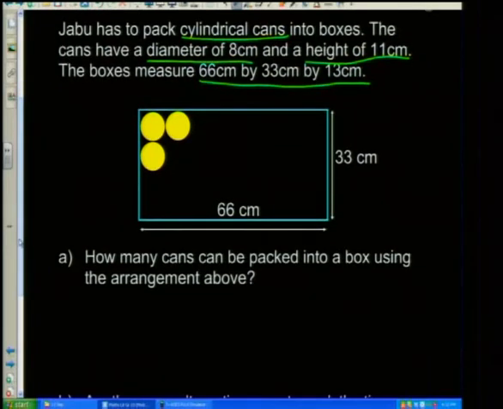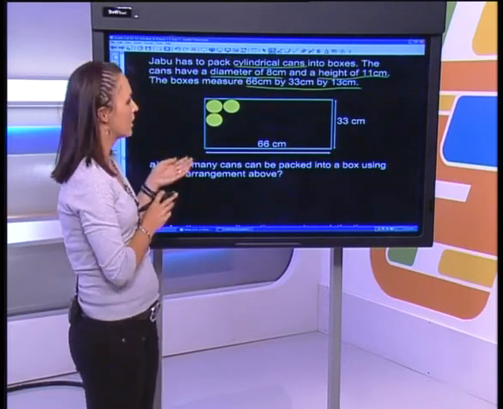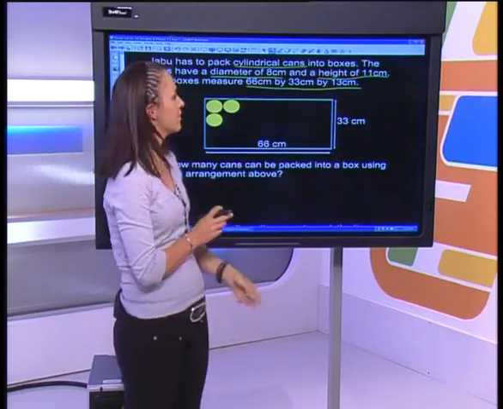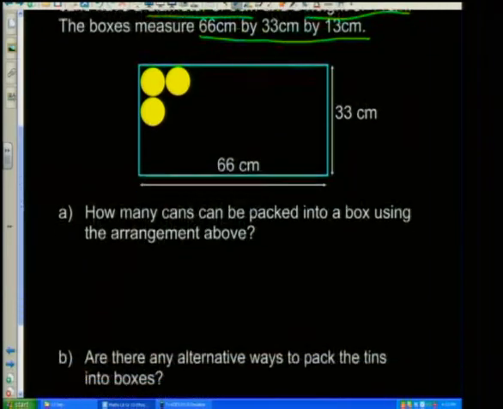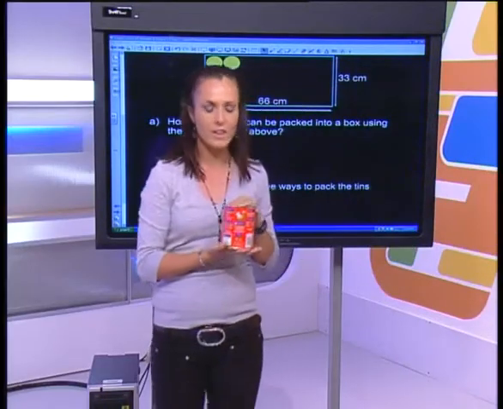Quite a bit of information given in that question. So make sure that you've got your highlighter and your ruler, and you're highlighting the keywords in the question so you can focus on what's important. They've given us a little diagram to see what we're actually talking about. We've got the dimensions of the box, 66 centimeters by 33 centimeters, and our cylindrical cans that are going to be packed within the box. Question A says, how many cans can be packed into a box using the arrangement above? Now, I've brought a can along today so you can get an idea of what we're talking about.